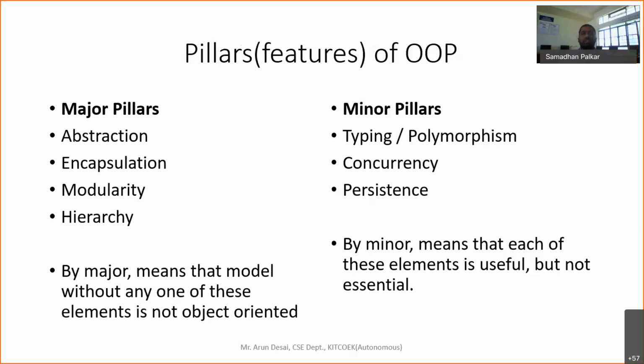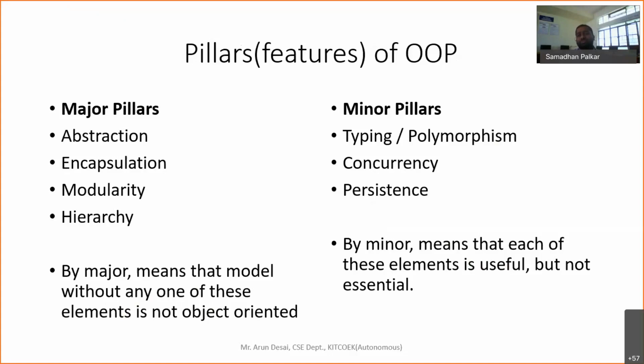Now, why are those called major pillars? It means that no OOP model exists without those concepts. Without them, it is not treated as object oriented programming. So if you are talking about object oriented programming, then those major pillars should be there in that language. Otherwise that approach is not treated as object oriented programming. So those are the major pillars: abstraction, encapsulation, modularity and hierarchy.